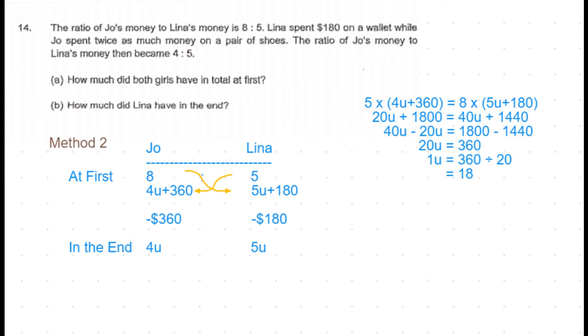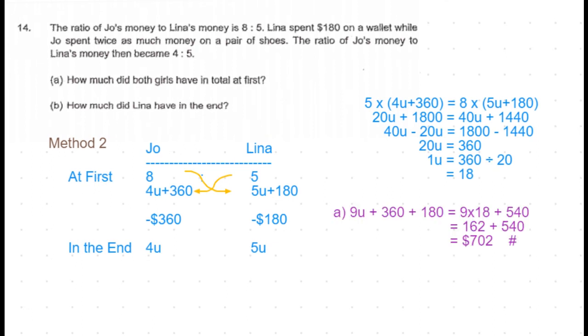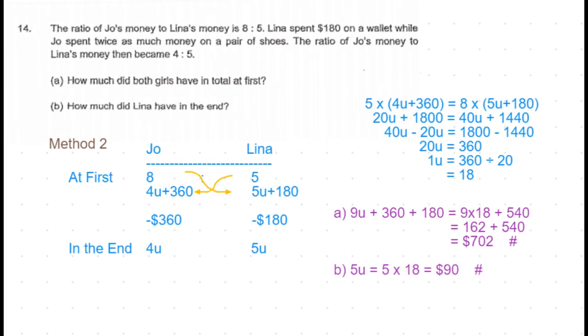Now we know how much both the girls had in total at first. At first is 4 units plus 360 for Joe, 5 units plus 180 for Lina. So that's a total of 9 units plus 360 plus 180, which is 9 times 18, 162 plus 540, which is $702. How much did Lina have in the end? 5 units, which is 5 times 18, $90.